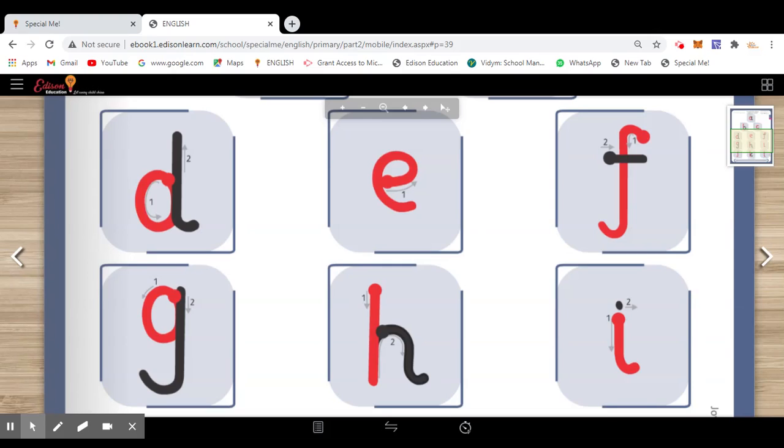E, E. And to trace it, you have to start from the dot and you have to start from the right hand side. And this way you have to make letter E with the help of your finger. Okay. Now come to the next letter.